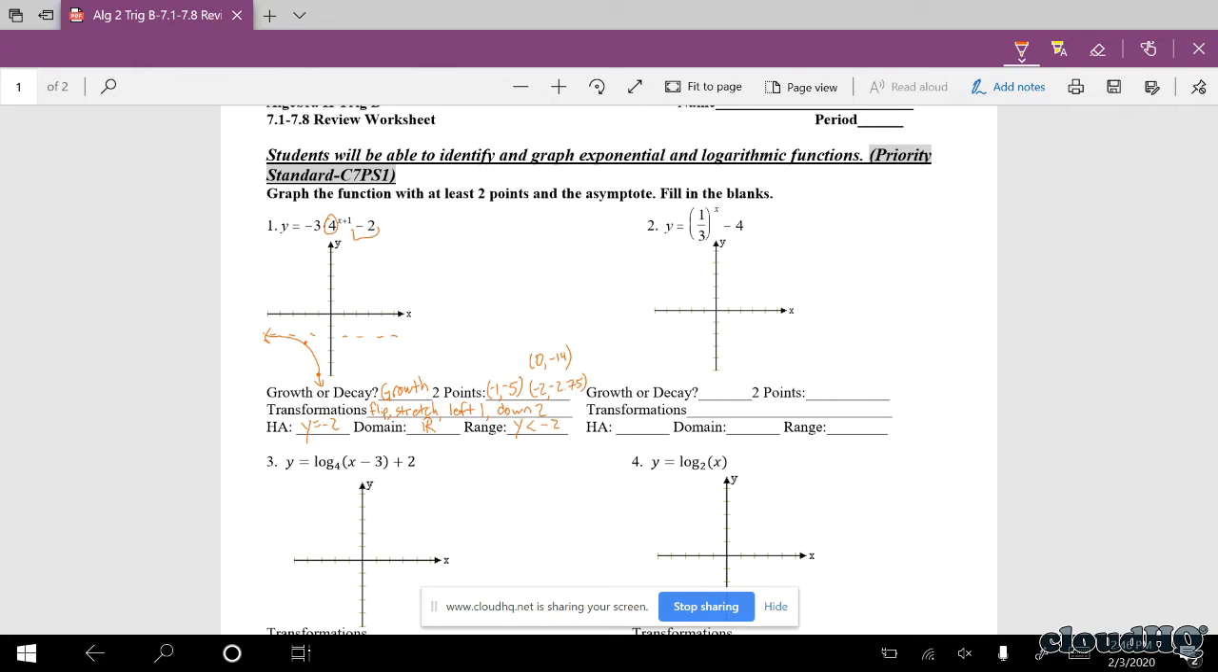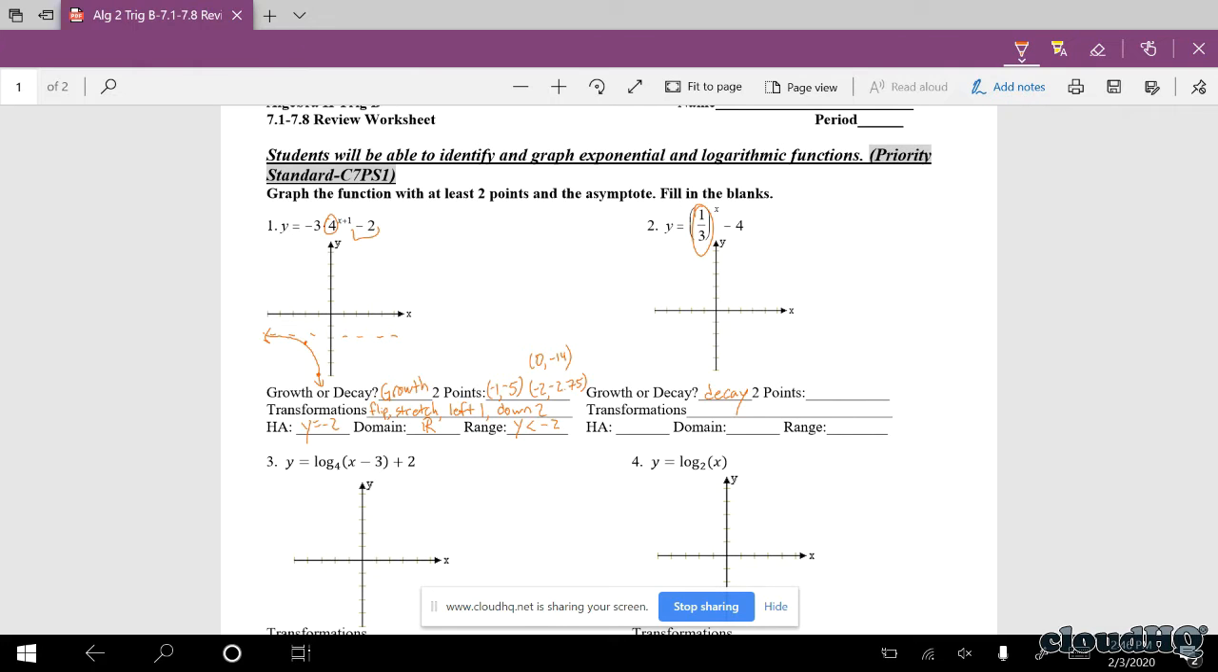Moving on to number 2, here 1/3 has been raised to the exponent. That's less than 1, so therefore it's decay. Back to the last problem, you may see that it's going down from left to right and think that it should be decay. But it is growth. It's getting further and further away from the asymptote. It's just going in the negative direction. It's still growth. It's just negative growth.